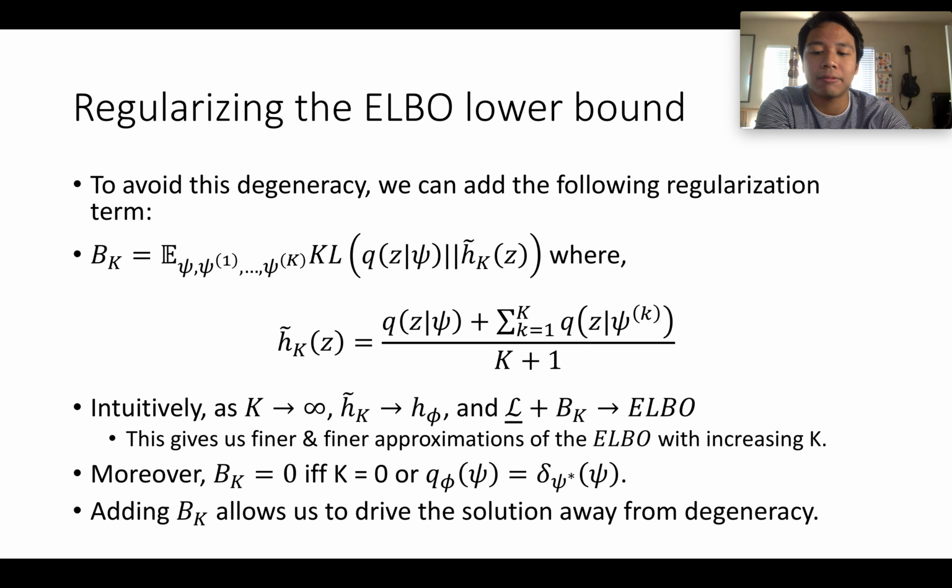We can also derive an upper bound to the ELBO. Similarly, this upper bound converges to the exact ELBO as K goes to infinity. However, we will only be using the lower bound in our optimization algorithm, and the derivation for the upper bound is omitted from this presentation.